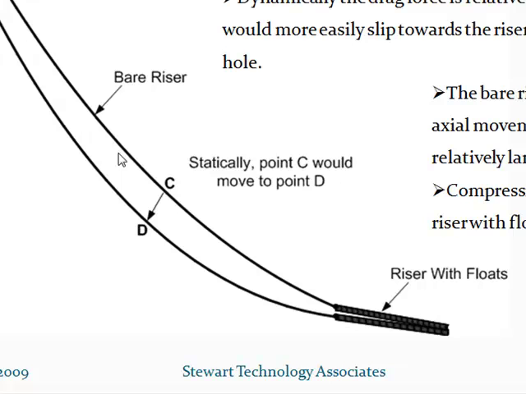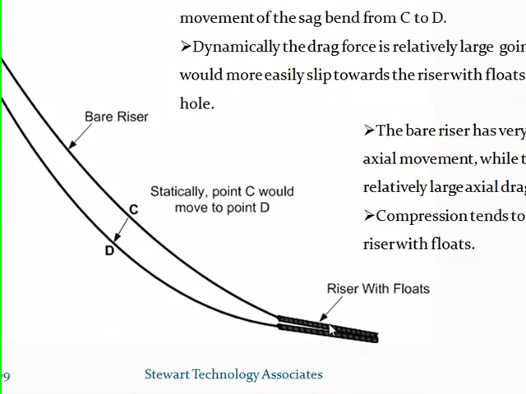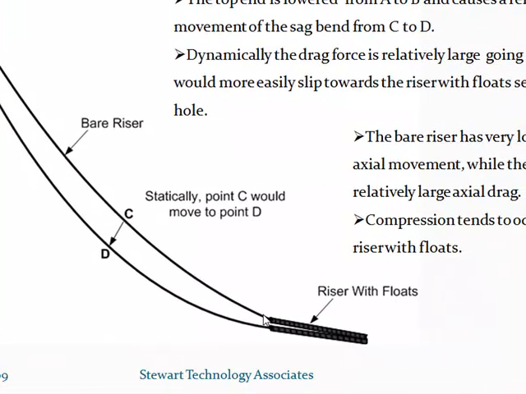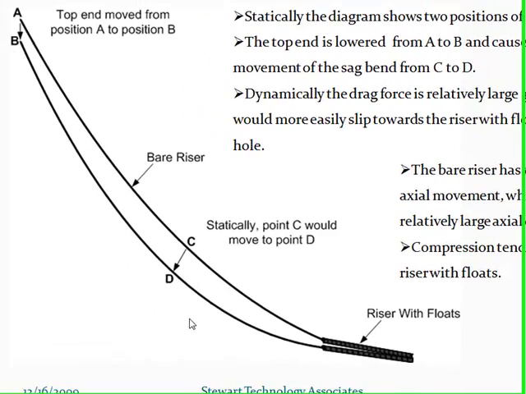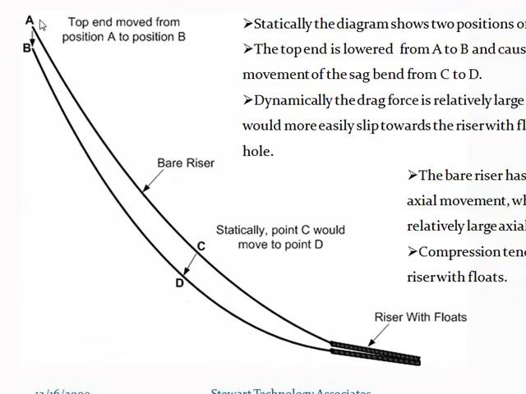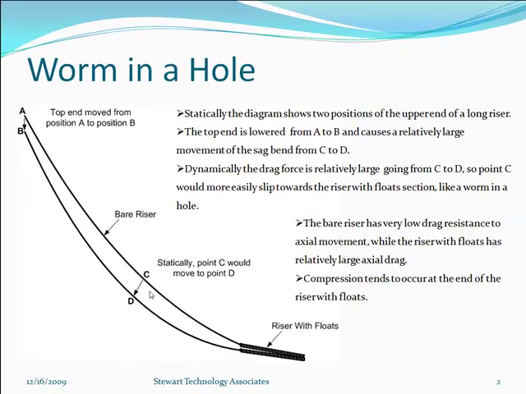The bare riser has very little drag axially, but the float sections have relatively large drag axially, so they don't want to slip so easily like a worm in a hole, and hence this is the place where the bare riser enters the riser with floats section, where compression tends to occur. Of course, if this section from A down to the floats is long, you can get compression also occurring in the middle of the section.